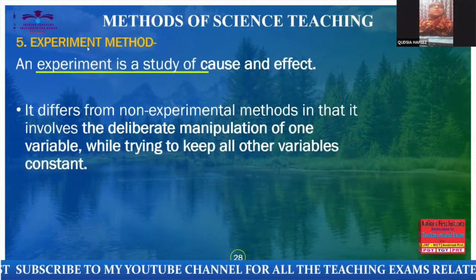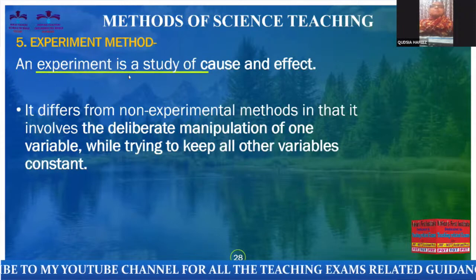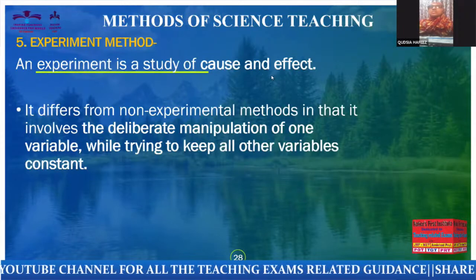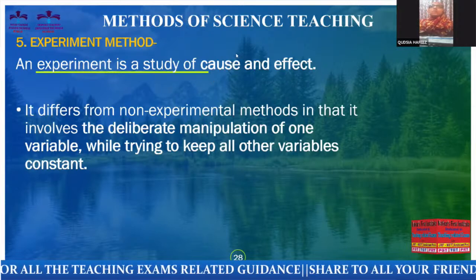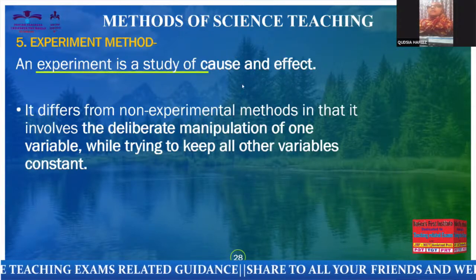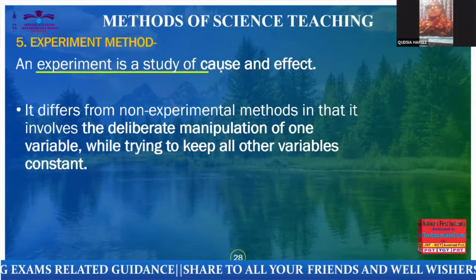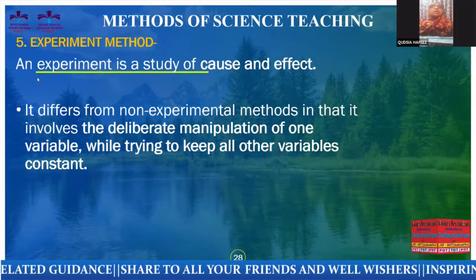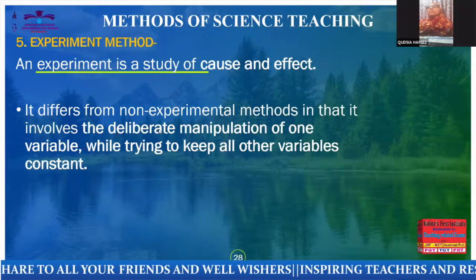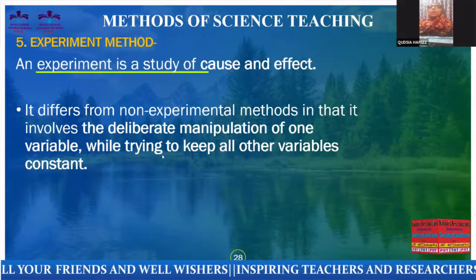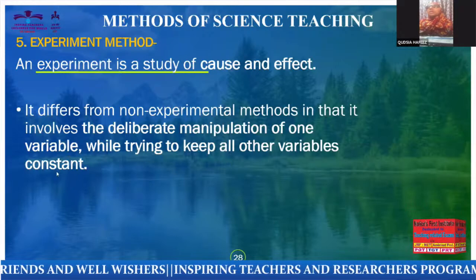Now the fifth is the experimental method. An experiment is a study of cause and effect. So what is the cause and what is its effect? That is what we are seeing, the relationship between cause and effect in the experimental method. It differs from non-experimental methods in that it involves the deliberate manipulation of one variable while trying to keep all other variables constant.